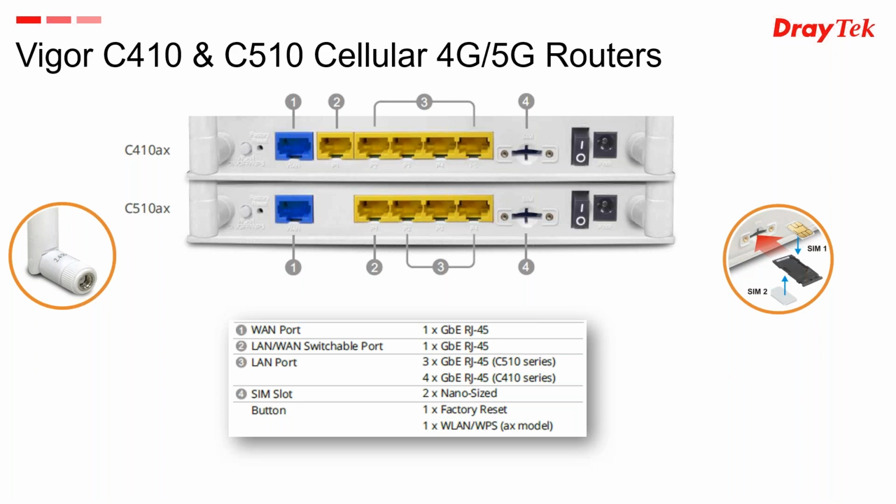Then section number 3 is basically 3 or 4 LAN ports here. All of them are gigabit. And finally, number 4 is our SIM slot. So there's like a little tray there that you can insert 2 SIM cards. That's quite useful. One of the SIM cards can be active. The second one is always in failover mode.